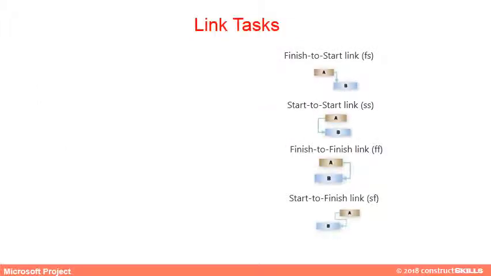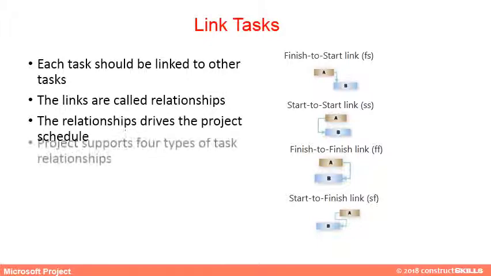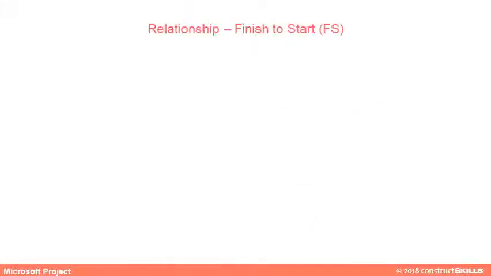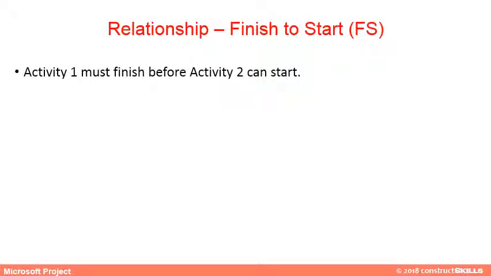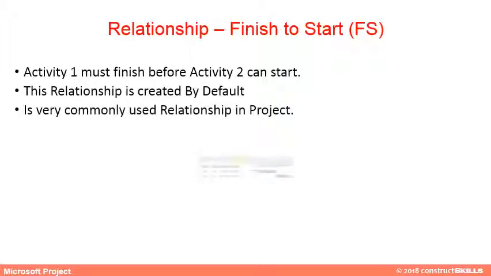In a schedule, each and every task should be linked to other tasks. The links are called relationships. The relationships drive the project schedule. Project supports 4 types of task relationships. Finish to start: activity 1 must finish before activity 2 can start. This relationship is created by default and is very commonly used in projects.